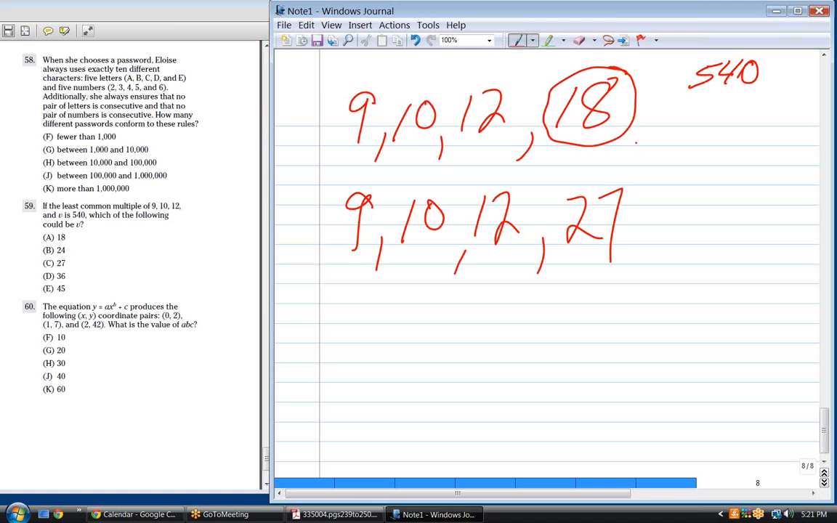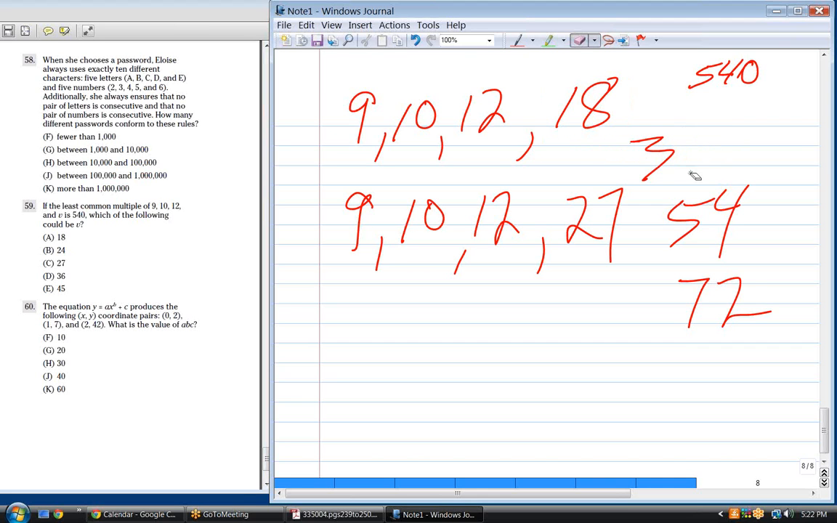In other words, I have to check. 36 might be the least common multiple. 18 is divisible into 36. 12 is, 9 is, but 10 isn't. So now I try 54. 12 isn't. 72. 10 isn't. And I would go up, up, up until I reach 540, presumably. Wow. Got to be a better way to do this.